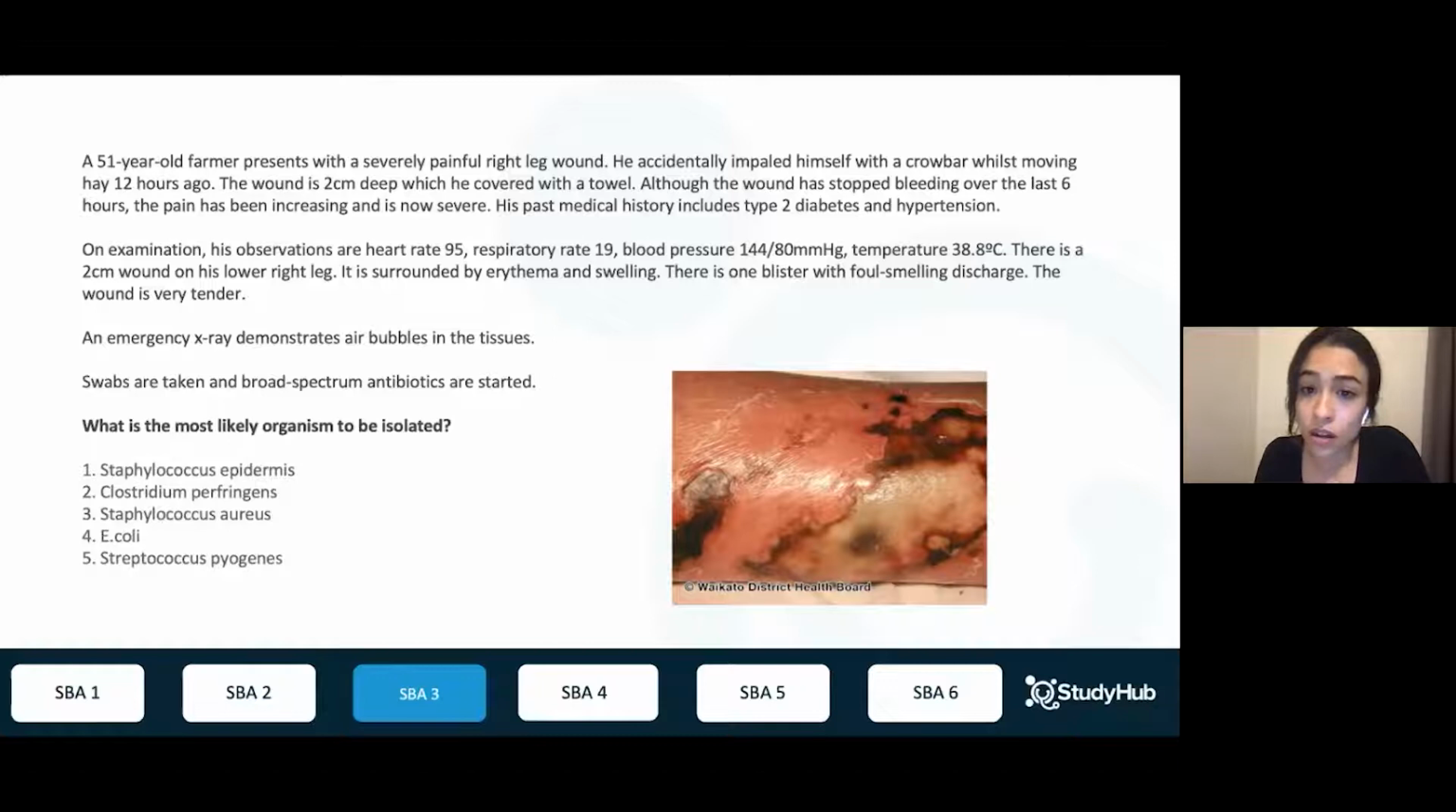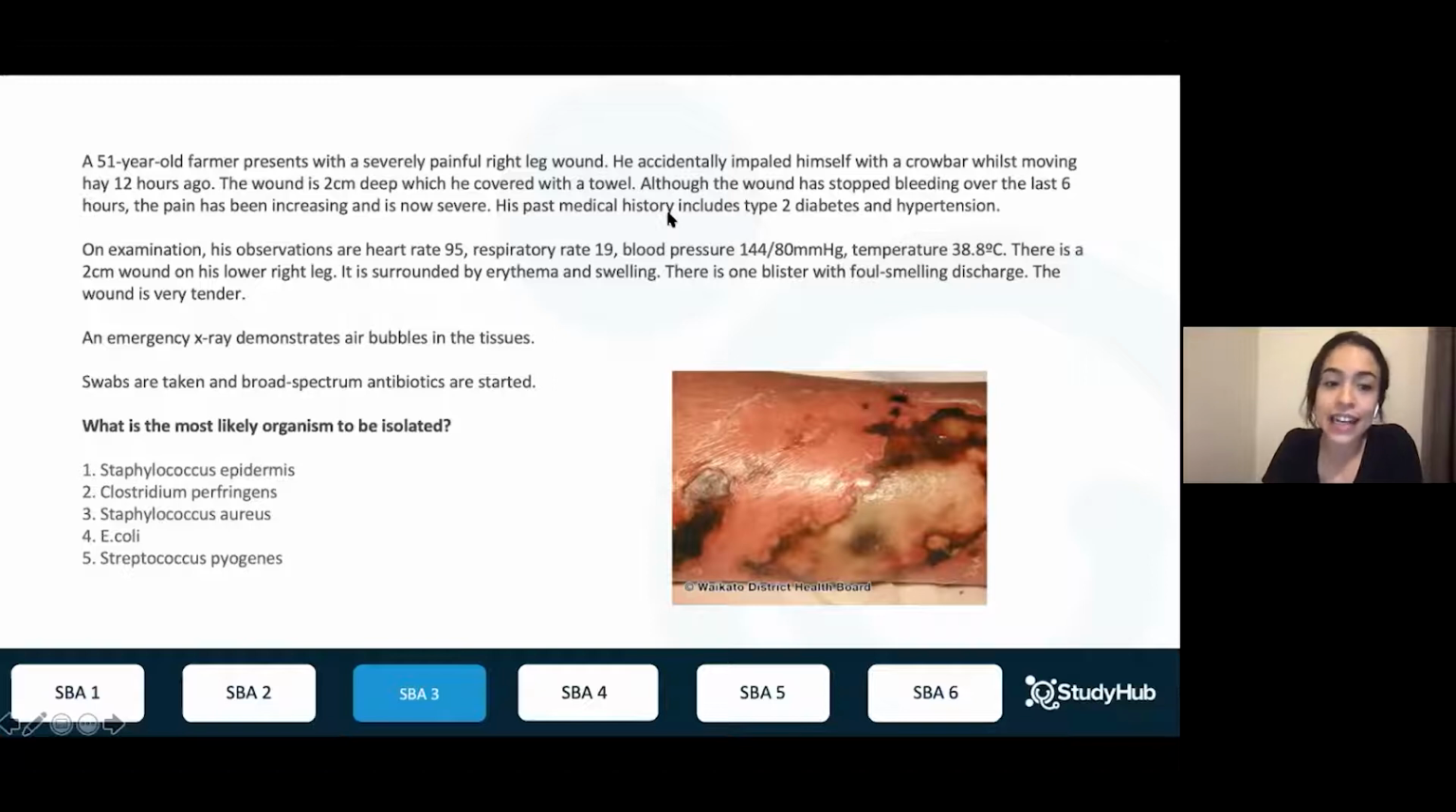Other important things are the type 2 diabetes. So type 2 diabetes is a risk factor for the condition we'll be talking about in a second. And another key thing is especially the foul-smelling discharge. Can anyone tell me what condition they're thinking about in the comments? Let me see if I can. Someone's saying, is it gas gangrene? Yeah, smashed it. So it is.